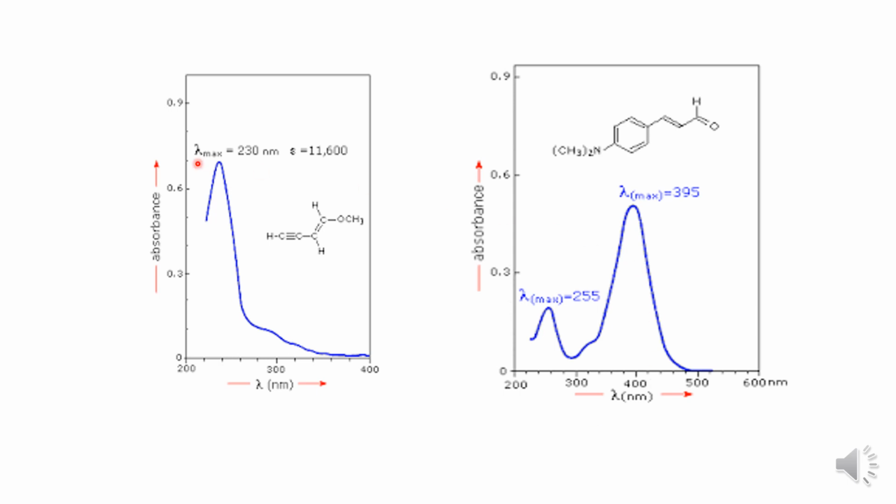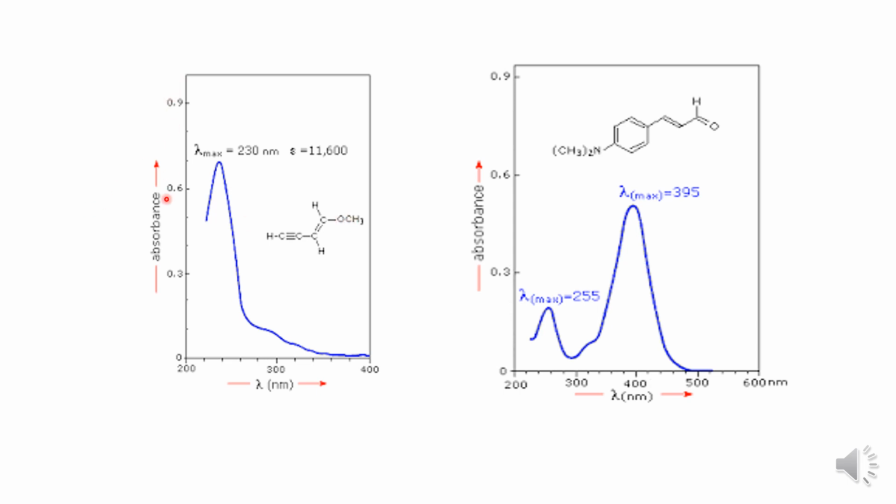Now in this particular slide, you can see the UV spectra of some compounds. This is the compound shown having a conjugated system, triple bond, single bond, and double bond. So conjugation is present here. And one of the important applications of UV spectroscopy is to determine the nature of the conjugation present in the organic compound.